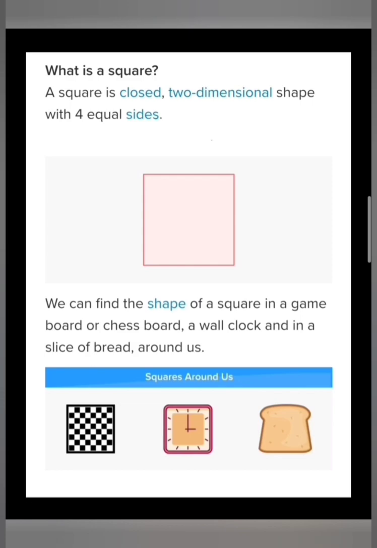What is a square? A square is a closed 2D shape with 4 equal sides. That means all 4 sides of a square are equal to each other. All these 4 sides are equal to each other. They have the same length. Also, it has 4 corners where these sides meet.